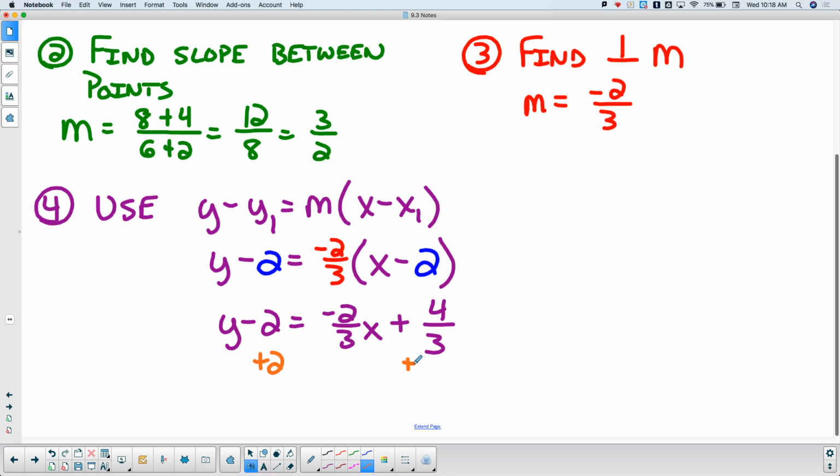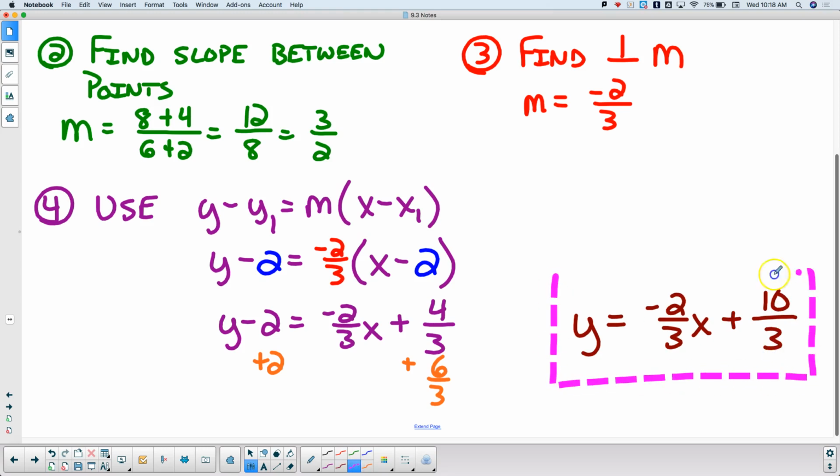To make it easier for me. Yep, 6/3. Because that's equal to 2, right? And now I'm in common denominators. Fantastic. So this final answer here is y equals negative 2/3 x plus 10/3. Okay? Love it. Good warm up.